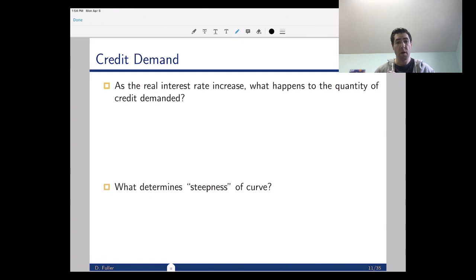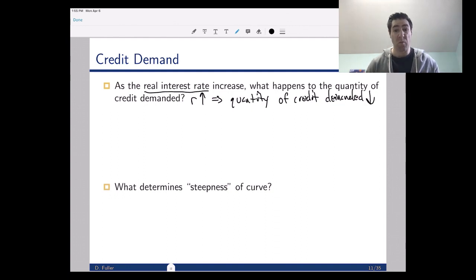Again, the real interest rate, that's what we care about as decision makers. As the real interest rate increases, what do you expect will happen to the quantity of credit demanded? Well, as the real interest rate increases, that's more pizza I'm going to have to give up in interest as a result of paying the loan on my car. So as the real interest rate goes up, the quantity of credit demanded is going to go down.